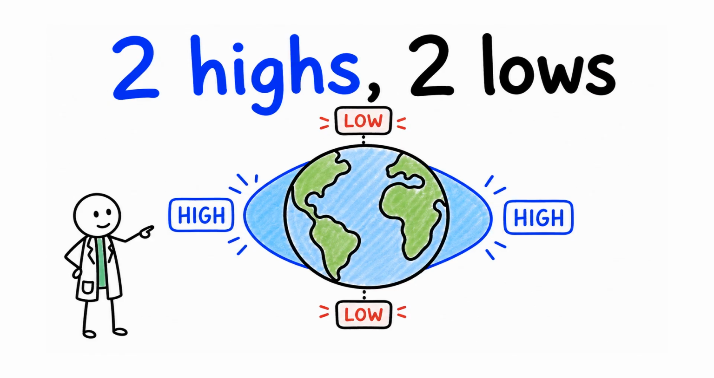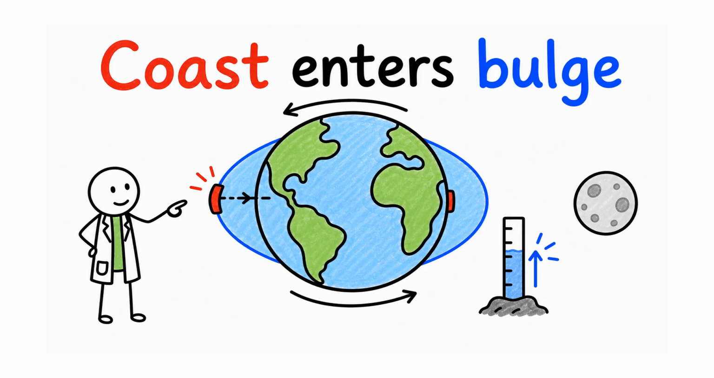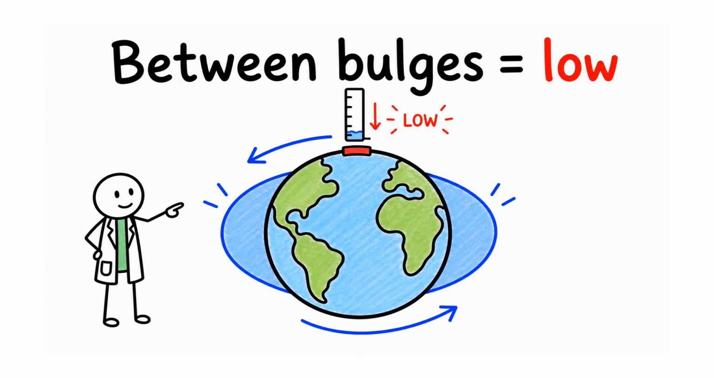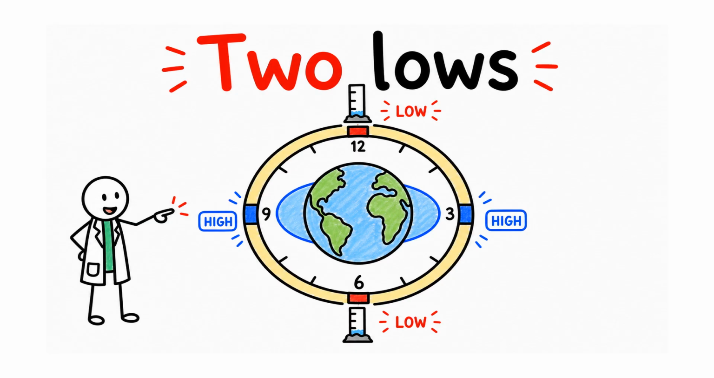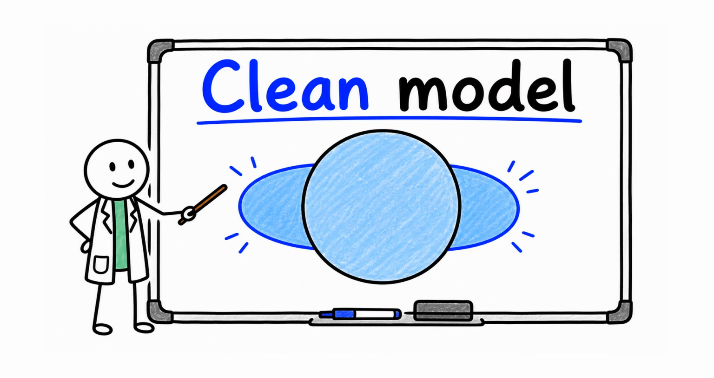Now, freeze the picture for a second. There are two bulges and two low spots. High tide happens when your coastline rotates into a bulge. Low tide happens when your coastline rotates between the bulges. Because there are two bulges, many coastlines pass through two high tides in one lunar day. They also pass through two low tides. That is the clean classroom version.